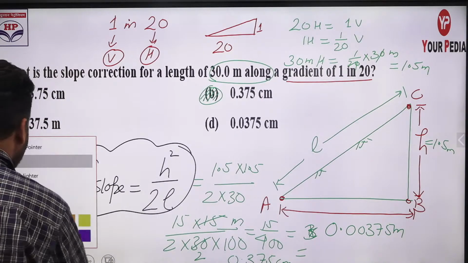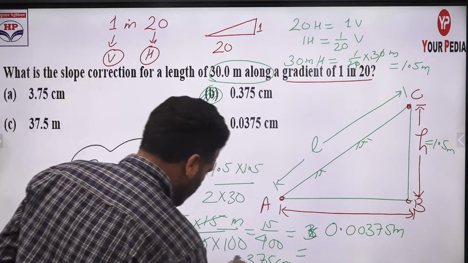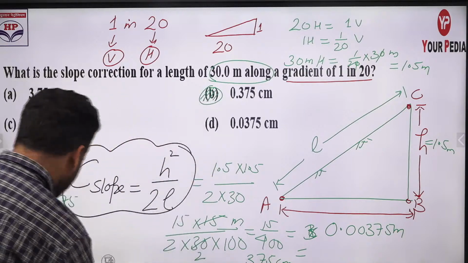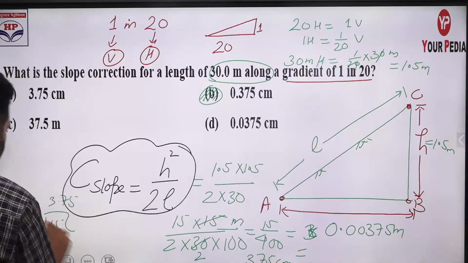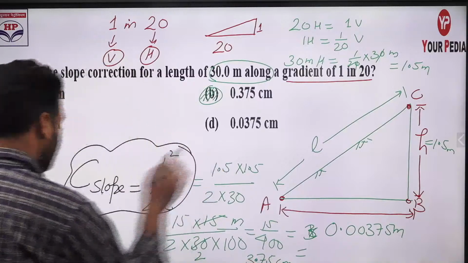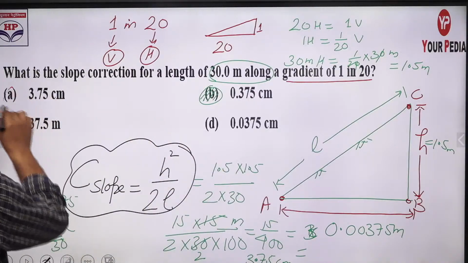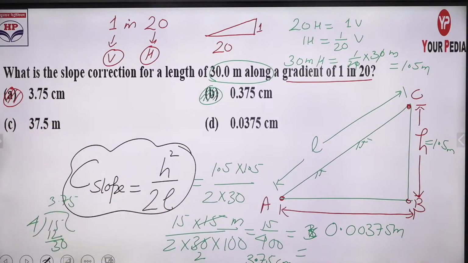So let me correct this one. It is 3.75, fine, in centimeter. Then the answer will be this one. Option A is the answer. Just check your calculation. The concept will be the same. Okay, yes. So let's proceed further.